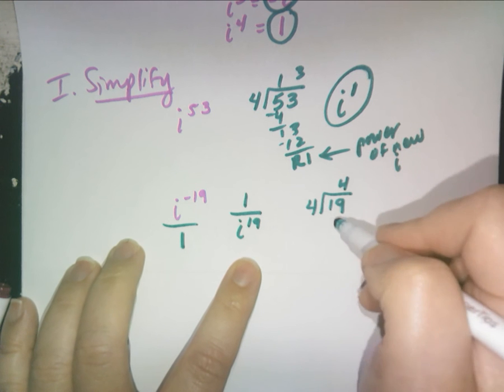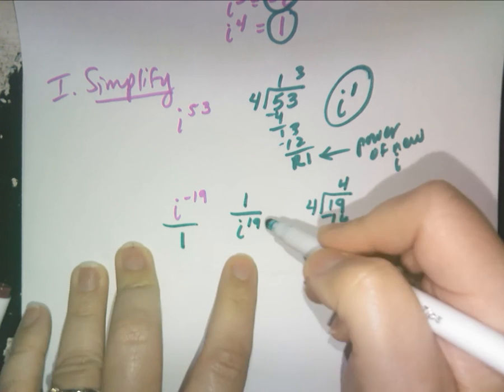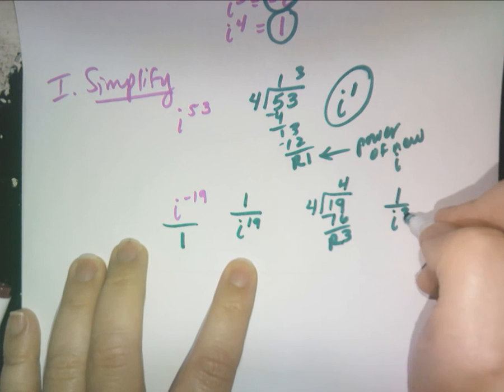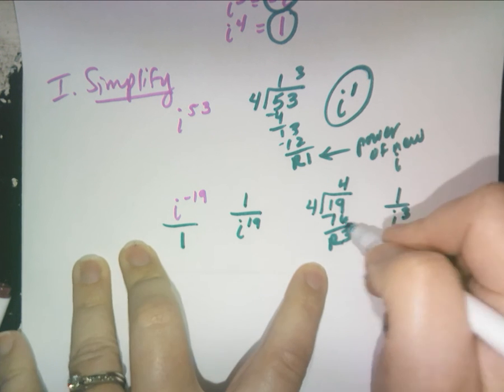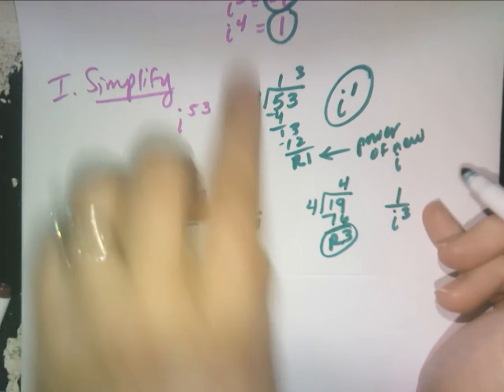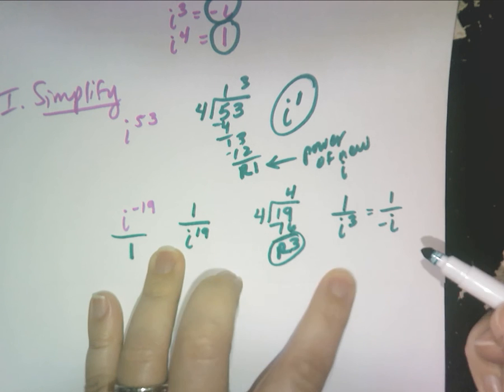Oh, that's 4 times 4, 16. Remainder 3. So really, this is 1 over i to the third. But we don't write i to the third. What do we write? 1 over negative i. Okay. But sadly enough, you would think, oh, I'm done.